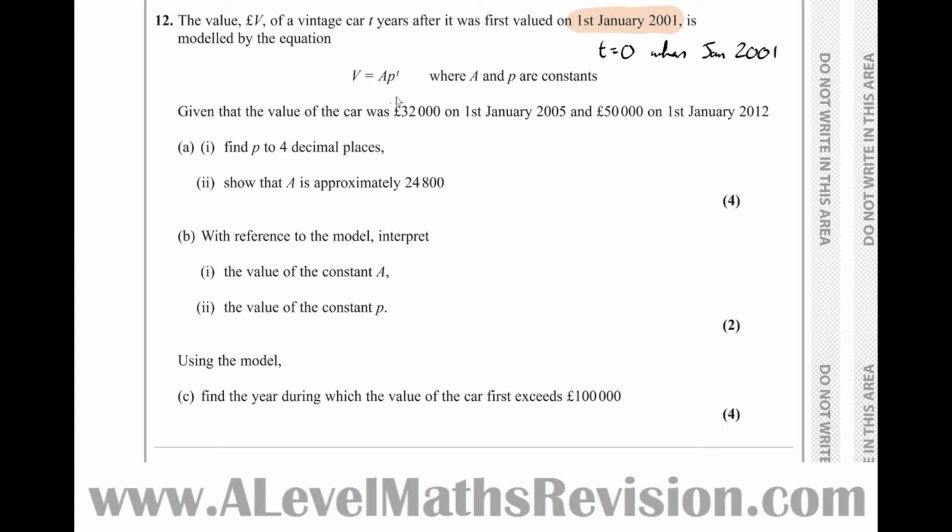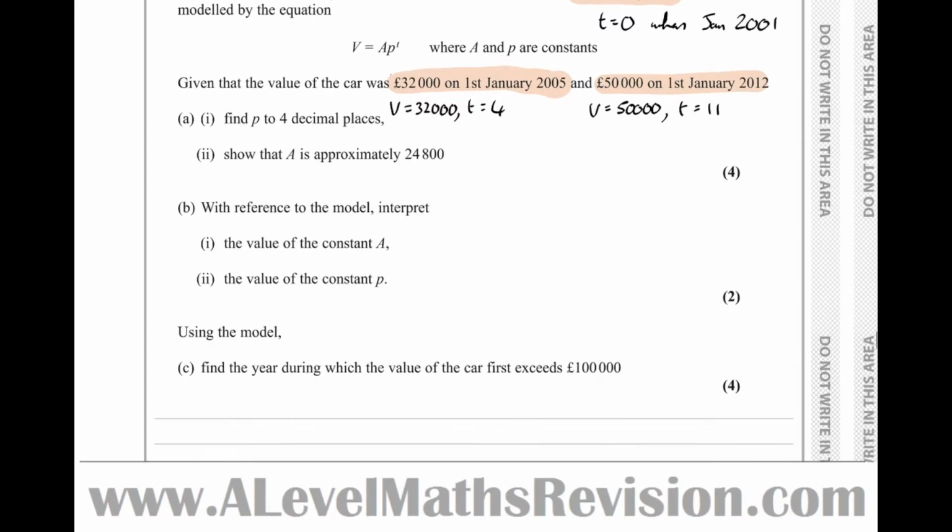Okay, it tells us the model then is V equals A P to the T, where A and P are constants. Given that the value of the car was 32,000 on the 1st of January 2005, again, another important piece of information, but actually, they're trying to catch us out here, because it tells us V equals 32,000, and you'd be forgiven for thinking that T was equal to 5 here, but T equals 0 is in 2001, so the T number is always one less than the year number, so here, we can see that T equals 4. And 50,000 in 2012, so that means that the value is 50,000 when T equals not 12 but 11.